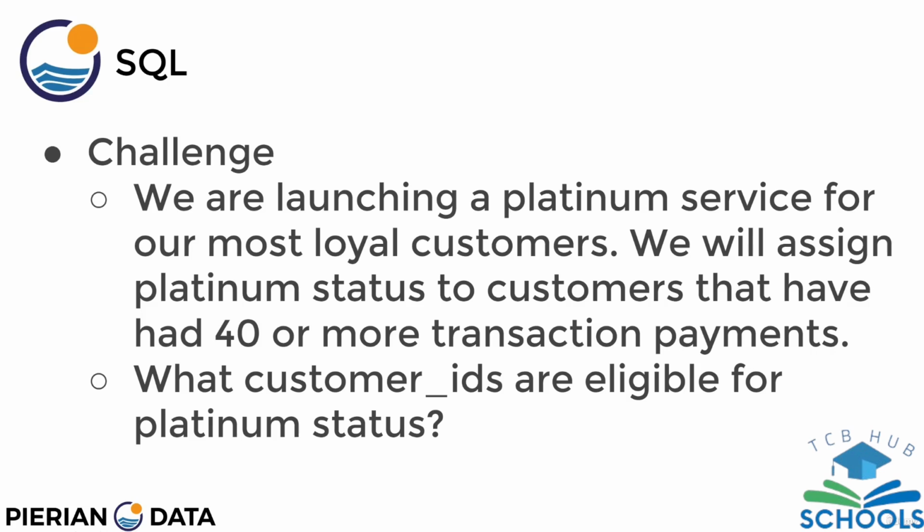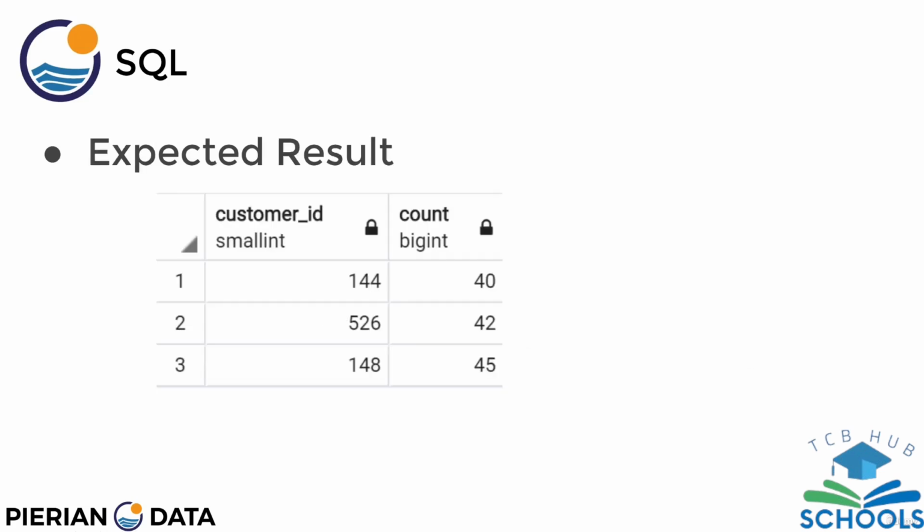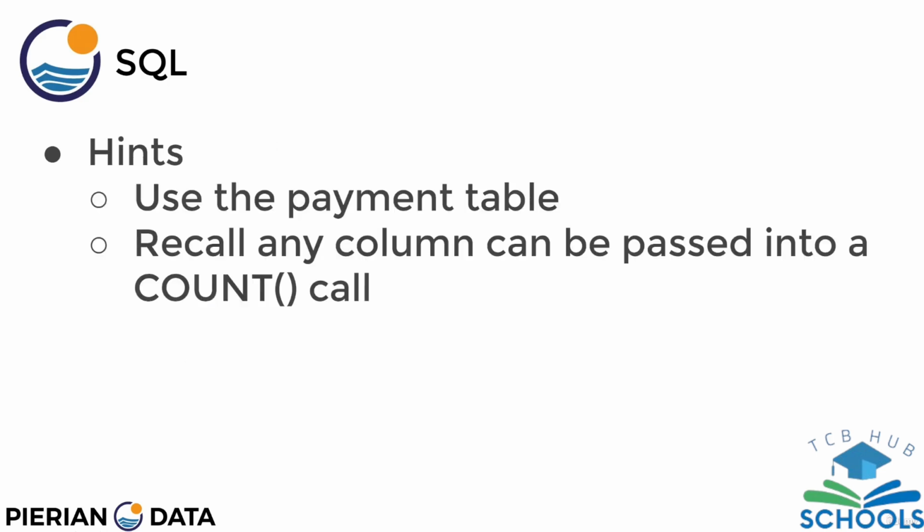Okay, here comes the expected result. So the expected result are these 3 customer IDs. And if you want, you can also show how many transactions they had. We can see here that there's 3 people that have had 40 or more transactions. Here's some hints in case you need them. So the hint is to use the payment table and to recall that any column can be passed into a COUNT call. Coming up next is the solution.